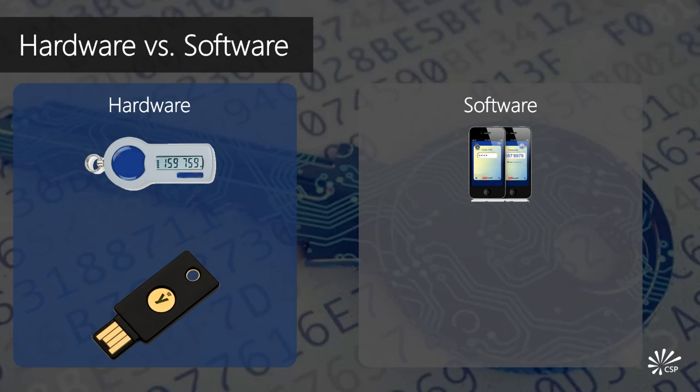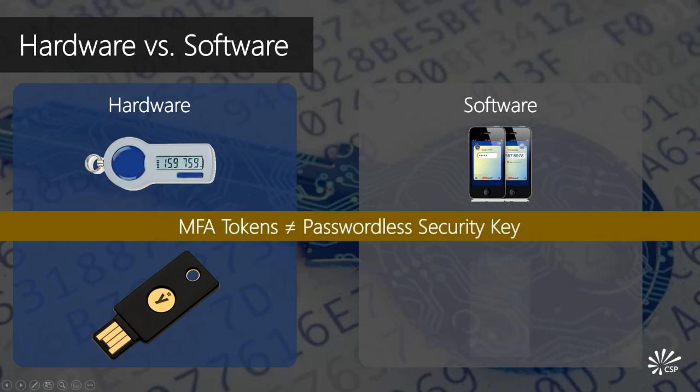Now, you may be familiar with these types of keys as you've probably used them in the past for multi-factor authentication. But recall, multi-factor authentication is a combination of at least two of three things, right? Something that you know, something that you have, and something that you are. So these tokens provide you the something that you have on top of the username and password.